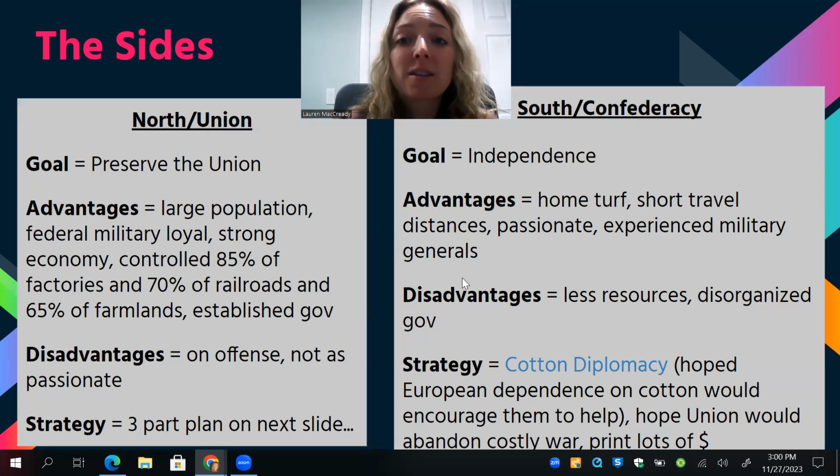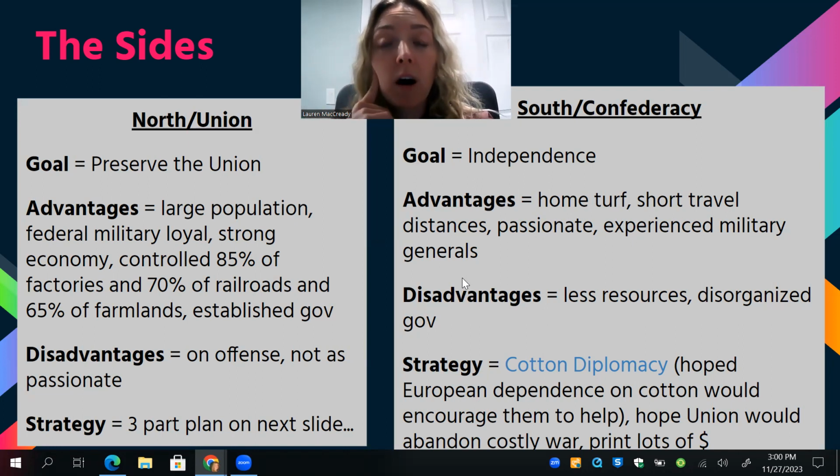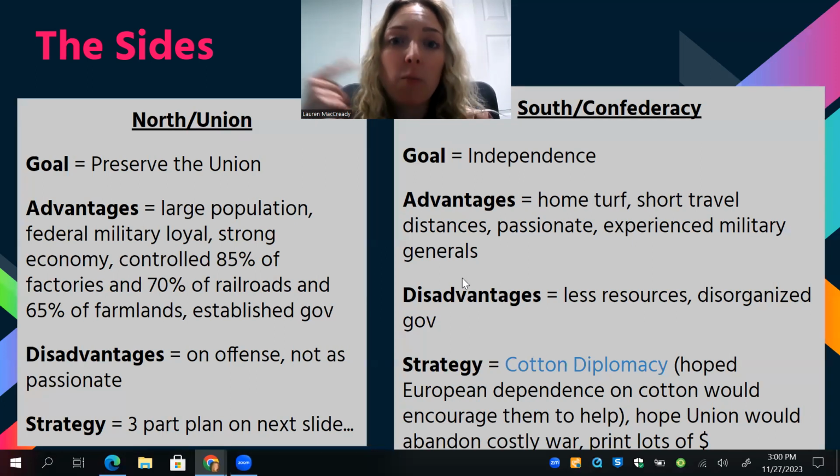The only advantage that the South has is that they're passionate, they're fighting for something, and they're going to have some really good generals. That is the big thing they have going for them. They have really good generals. In terms of their plan, like how to win the war, we'll talk about the Union's plan, the North's plan, on the next slide. The South's strategy is something called cotton dependency. They're going to really hope that other countries in Europe that really depend on the South's cotton are going to step in and help them win this war if they keep wanting to get the US's cotton. So we'll see how that goes.